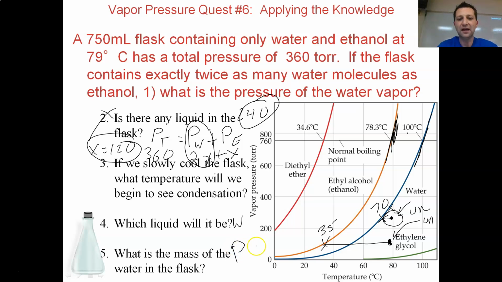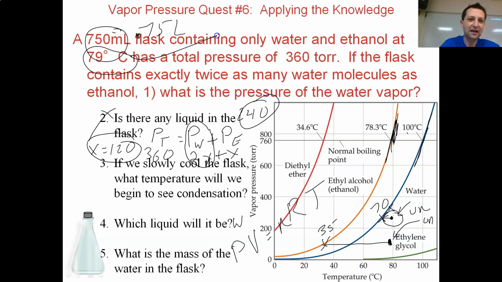We have the volume of the flask, 0.75 liters. We don't have the moles of water. We have R, and we have the temperature. We're going to assume the mass of the water in the flask is at 79 degrees Celsius. Convert that to Kelvin. So we have PV equals nRT.